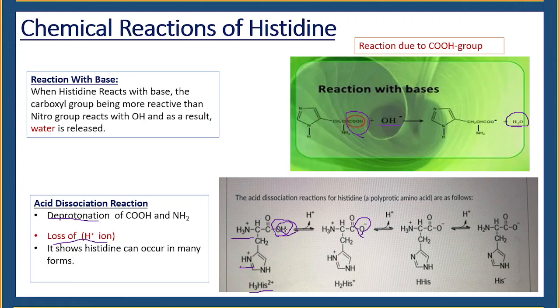When one hydrogen is removed from OH, it becomes H2 histidine plus. And now this hydrogen is removed from there. Here it is. It is removed, so it will be a nitrogen. So it becomes single H histidine. The third hydrogen will be removed from here, so it becomes histidine negative.